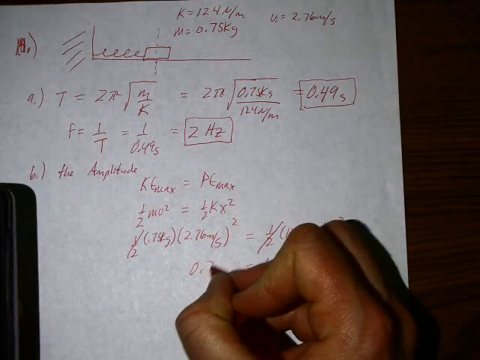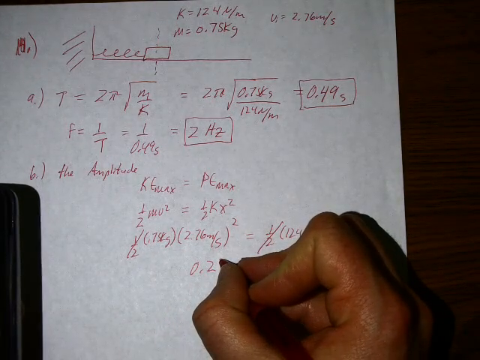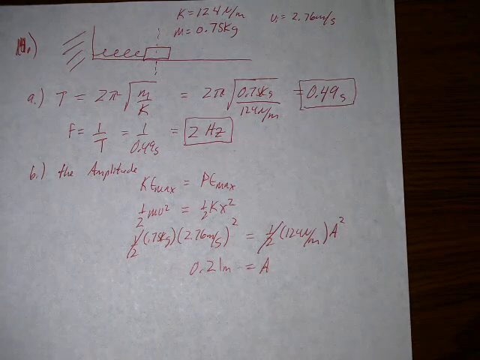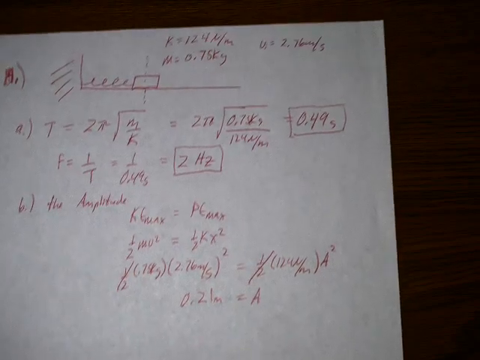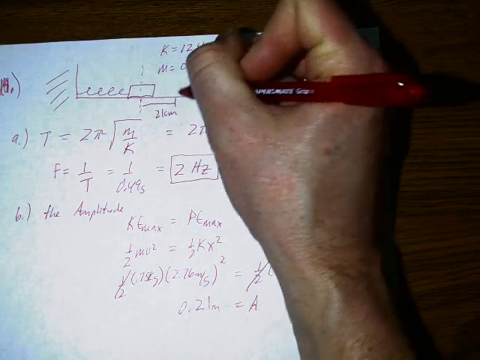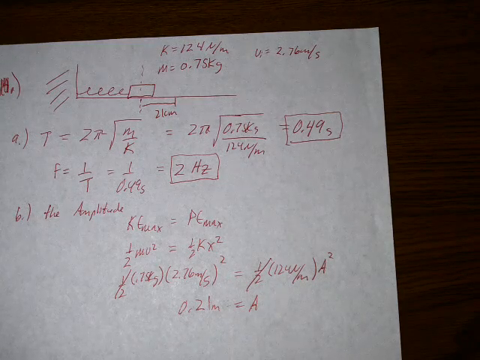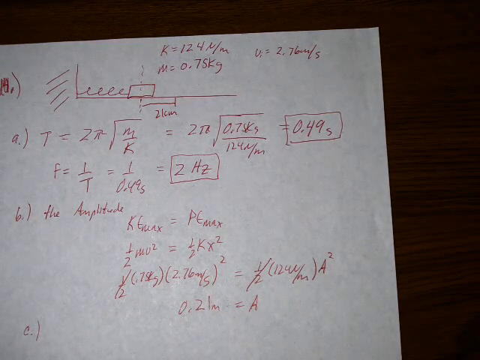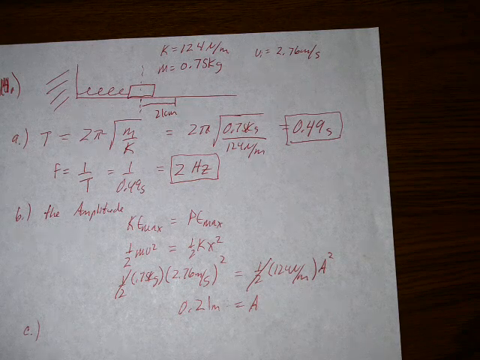So I'm skipping some of the algebra. You can work that out if you like. And that would be meters. So 21 centimeters is the amplitude, which means that this thing goes 21 centimeters before it hits the turning point for that problem. Part C, what is the maximum acceleration?